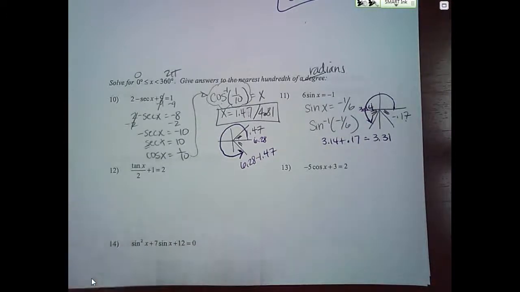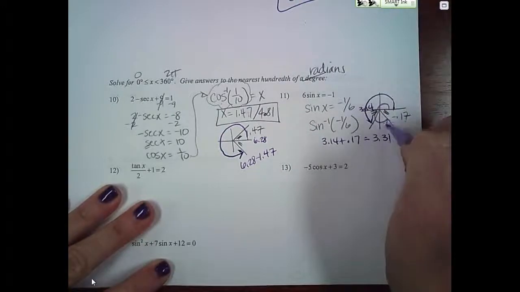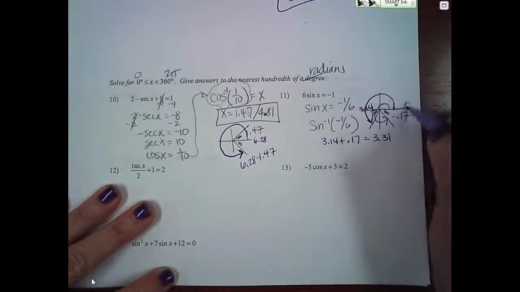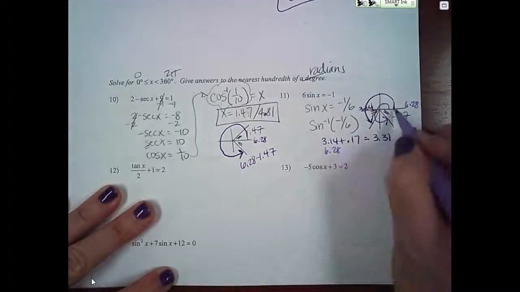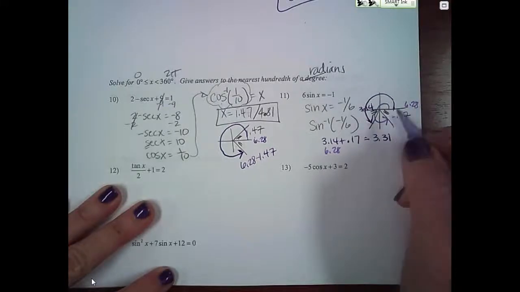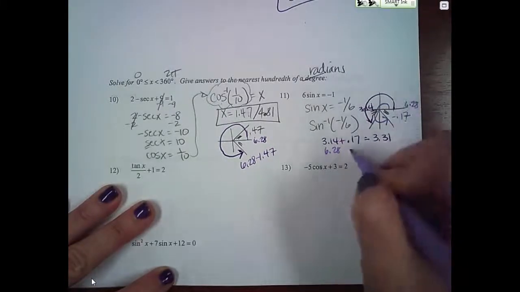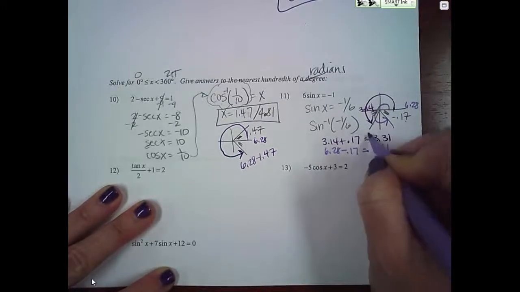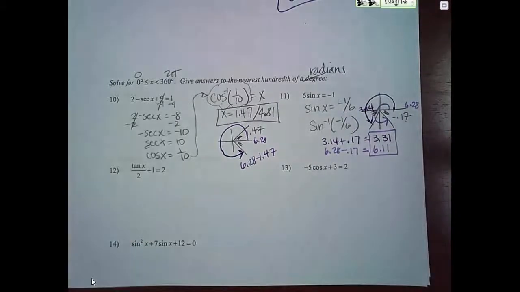To find the other answer, I'm going to travel from the start all the way to here. Well, I know if I went all the way and closed the circle, I'd be at 6.28. Then I've got to back up a little. So this is 6.28, and I'm going to back up the shaded region. The shaded region is 0.17. So minus 0.17, which gives you your other answer, 6.11. Those are your two answers.